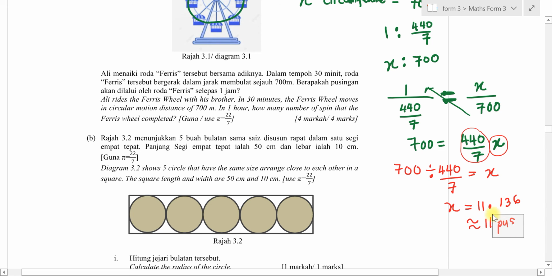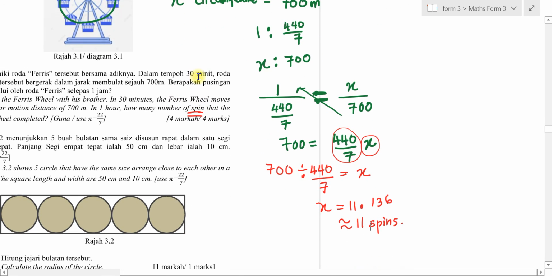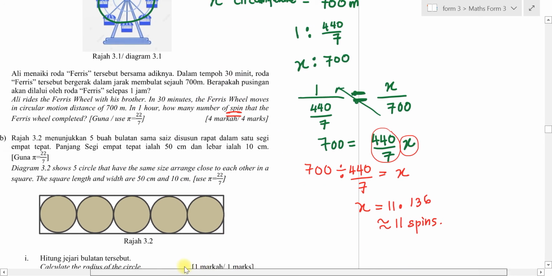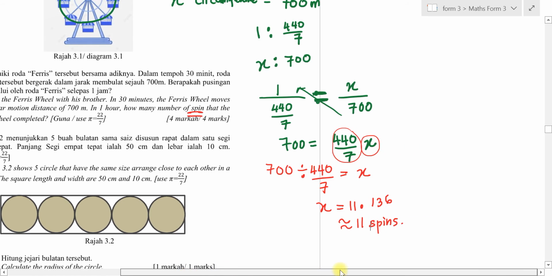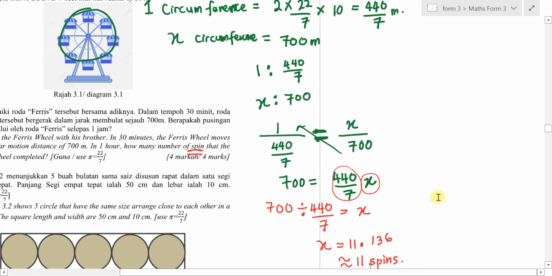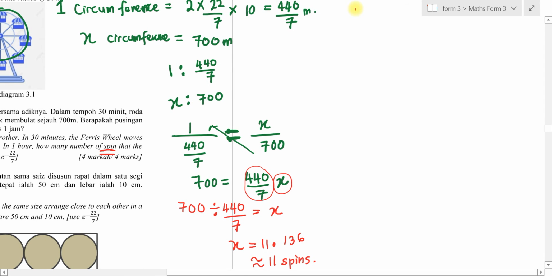Spins. Spin, right, the word they use. 11 spins, sorry. Okay, baik. Yang itu untuk 700 meter for 30 minute. For now the question is asking after 1 hour. Jadi kamu darab 2 je lah. Darab 2 tu berapa?